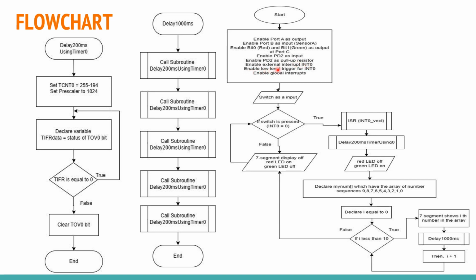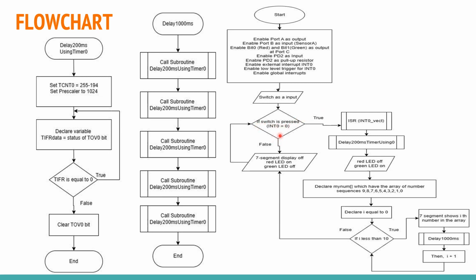Then enable external interrupt INT0 and enable low level trigger for INT0. And the next one is enable global interrupts. The switch acts as an input, and it goes to a loop where the condition is whether the switch is pressed or not.